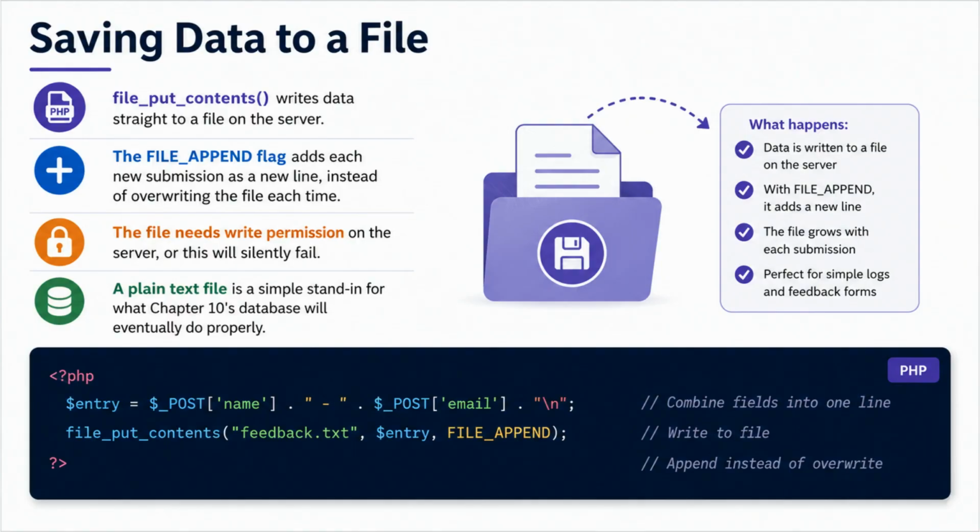Practical warning worth saying out loud: the file needs write permission on the server, or this fails silently. No error message, just a file that never gets created or never grows. Frame the text file as a simple stand-in for what Chapter 10's database will eventually do properly. For now, it's a real, working way to keep data.